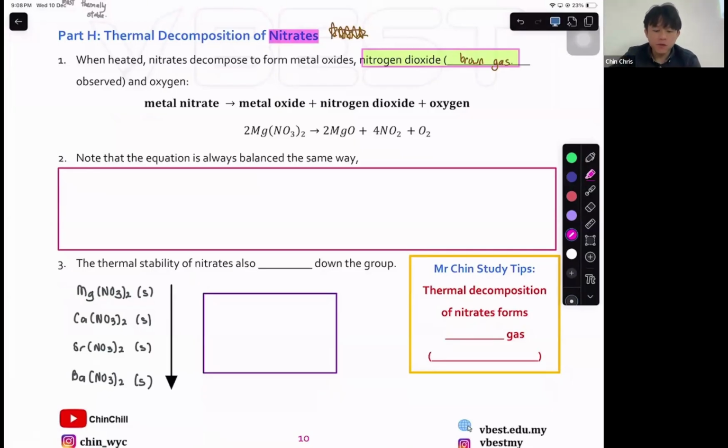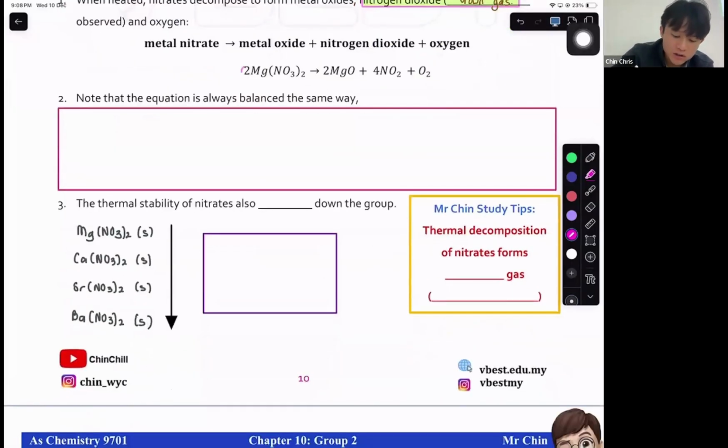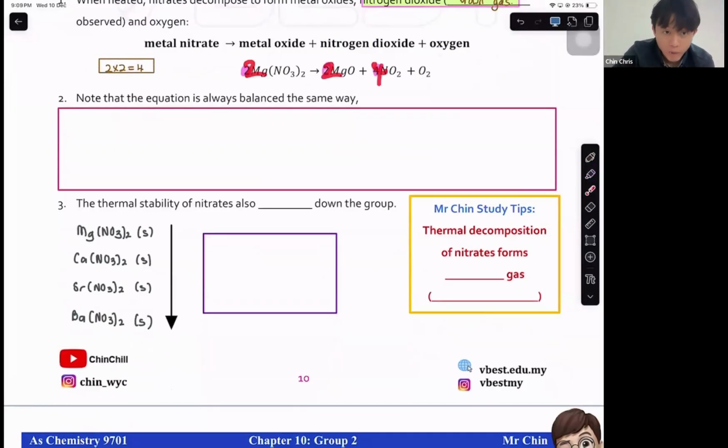Hey guys, now look at the reaction. I call this the 2-2-4 equation. Whenever I mention 2-2-4, this is the equation I'm talking about. So 2 times 2 equals 4, or I just call it 2-2-4. This is the reaction I'm referring to, because this equation is very popular in your AS. Go and memorize your 2-2-4 equation.